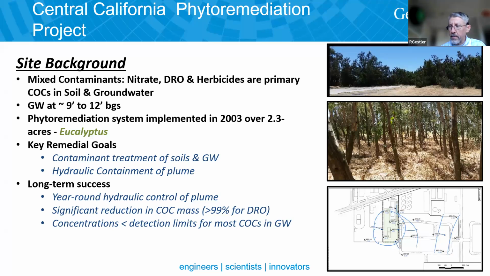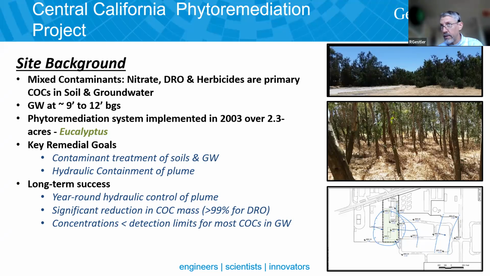It has proven to be a very effective remedy over the longer term. We see, because it is Central California and we do have milder winters here, and because eucalypts are almost all evergreens, so they do not shed their leaves, that is, they continue to grow and transpire year-round. So the result is we see year-round hydraulic control of the groundwater plume. So we prevent off-site migration.